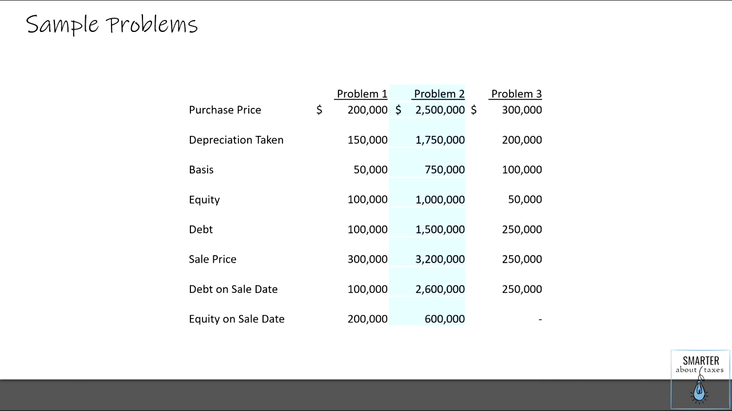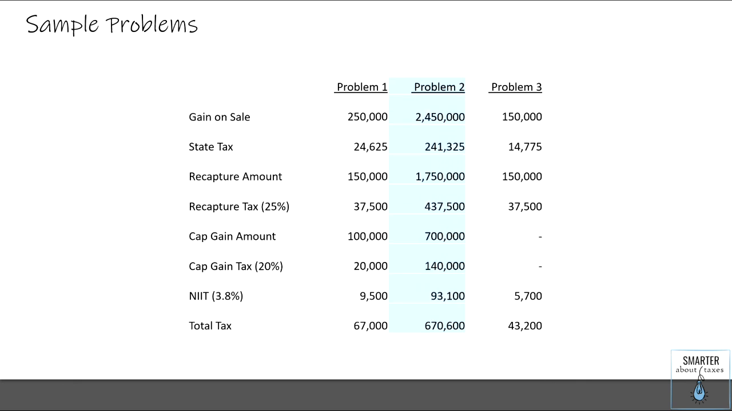So the cash you get, again, has nothing to do with how much your taxes are going to be. So in this case, gain on sale 2.45. I'll let you go back if you want to flip back to that other slide and do that calculation again. But our gain on sale is the sale price less our basis. Our state tax, our recapture cash, our capital gains tax, and our net investment income tax, all of that adds up to $670,600.